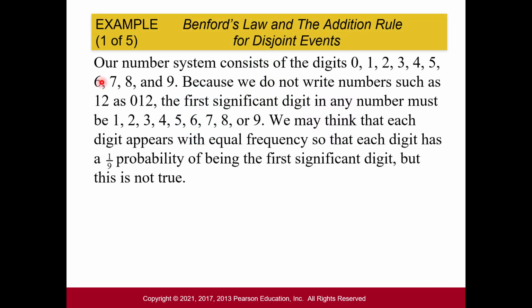Now let's take a look at this example. Our number system consists of the digits 0 through 9. Because we don't write numbers such as 12 as 012, the first significant digit in any number must be between 1 and 9. You may think that each digit appears with equal frequency as the first digit, so that each digit has a probability of 1/9 of being the first significant digit, but this is actually not true.